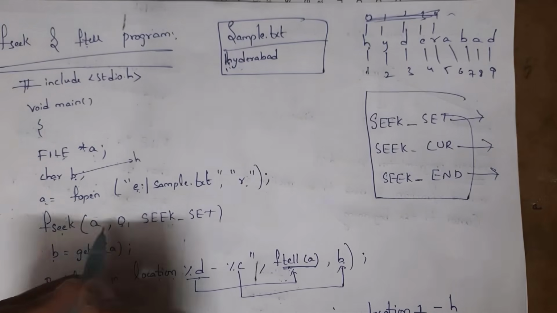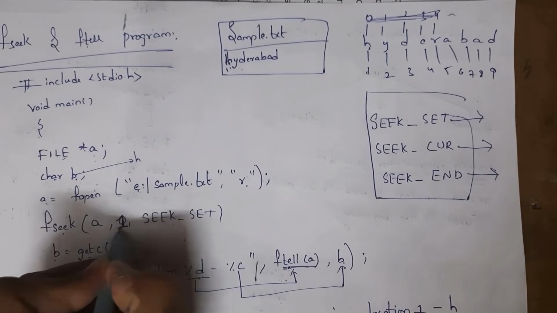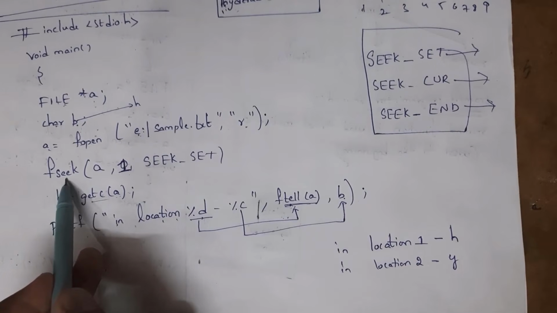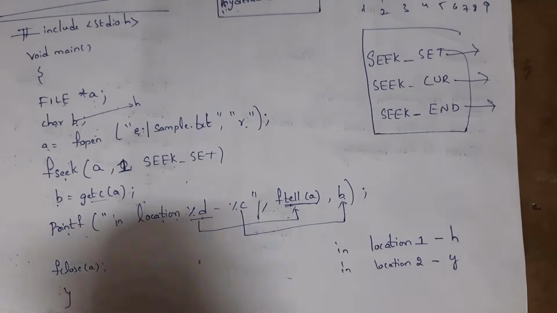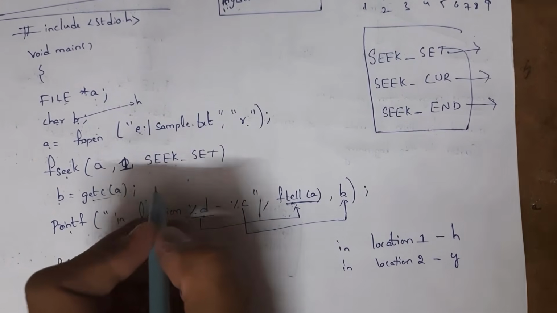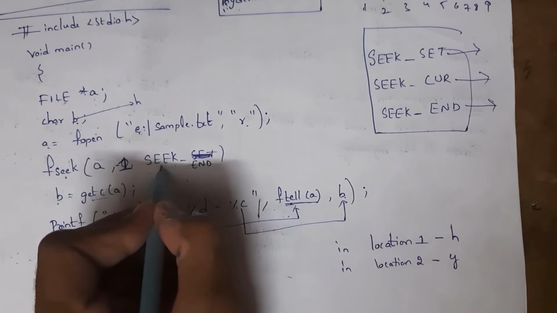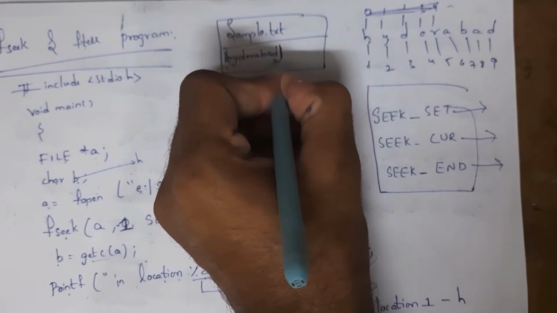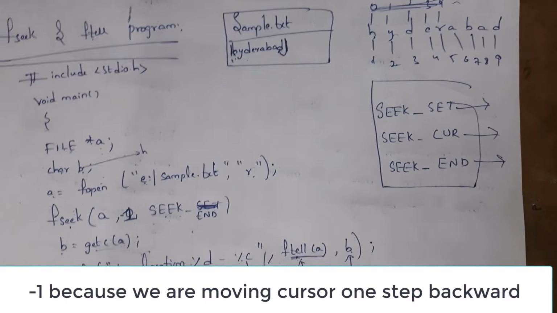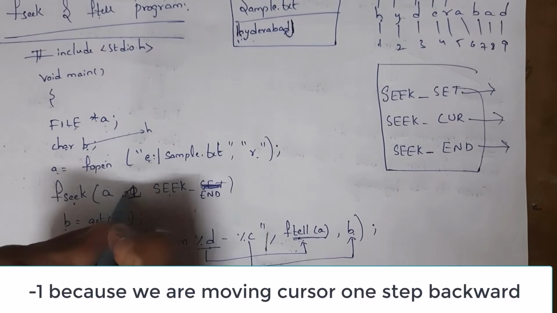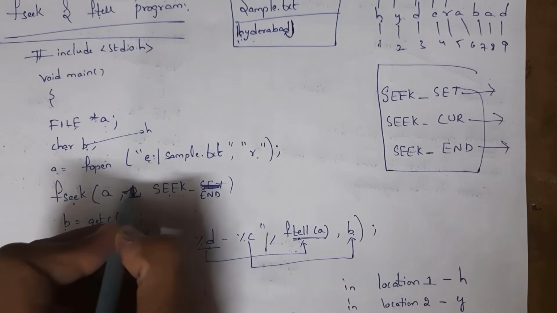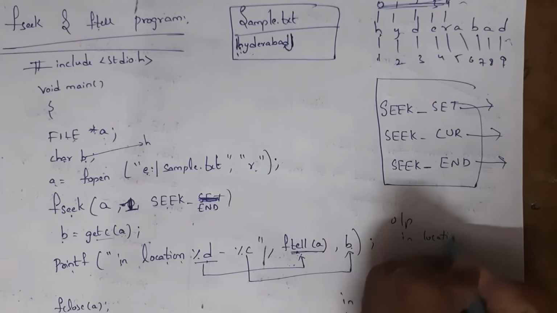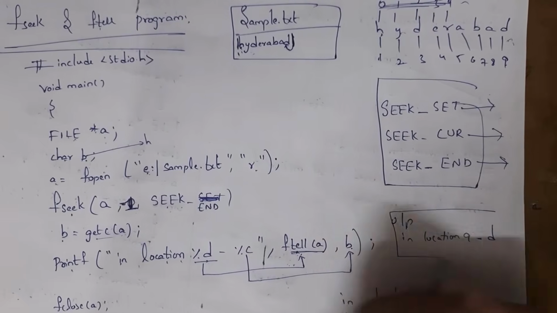For example, if I write here 1 in place of 0, then I will get output as in location 2 Y. This is my output, because the fseek function starts from 0, whereas the ftell function starts from 1. For example, in place of SEEK_SET, if I write here SEEK_END, and if I give here -1, whenever I write SEEK_END, then my cursor will be placed at the last position. Now I want to print this last character, that is D. So for that purpose I need to write here -1. That means we are going back. Whenever I write here A comma -1 comma SEEK_END, then I will get output as in location 9. In location 9 the value is D. This is my output. This is the use of SEEK_END.